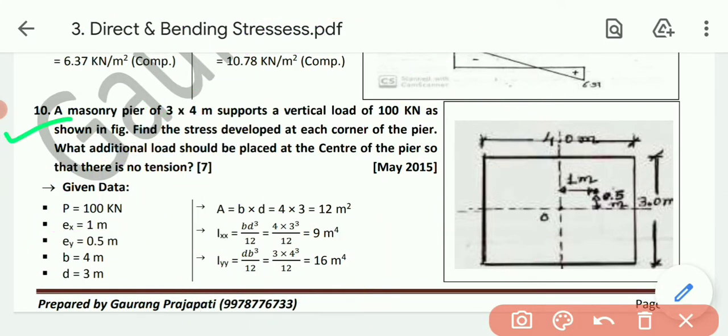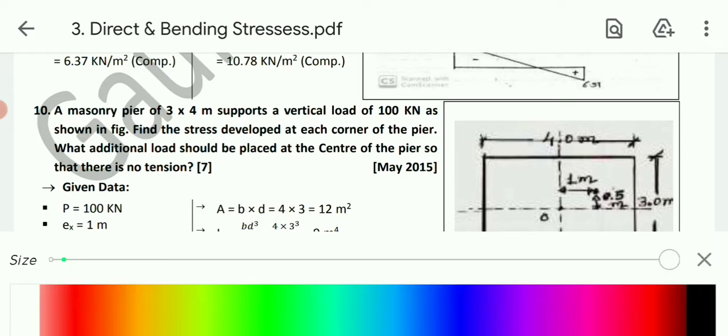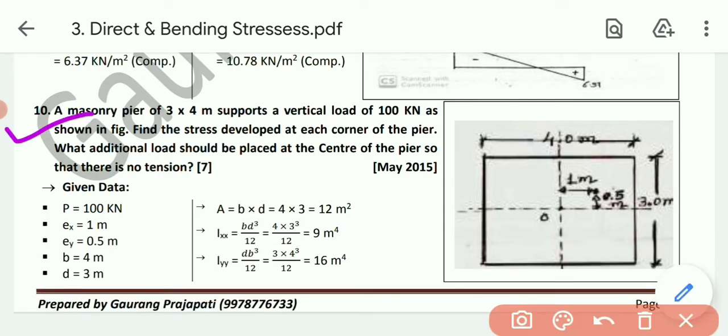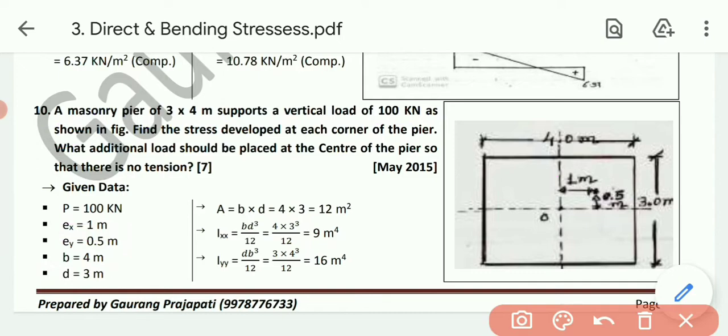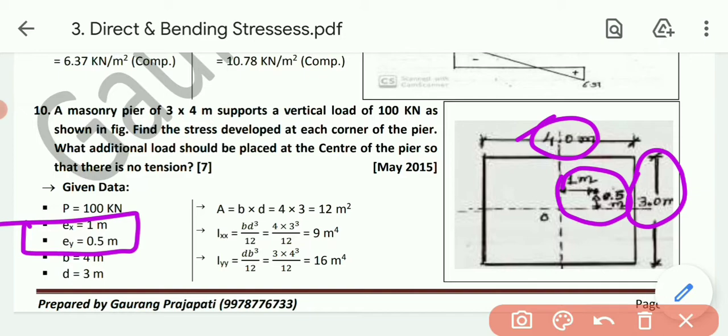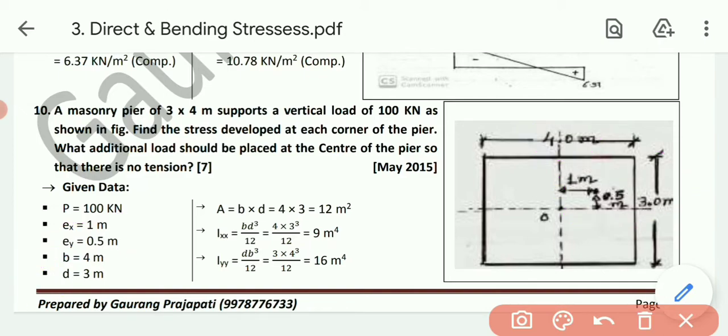Example number 10. A masonry pier 3 by 4 meter supports a vertical load of 100 kilonewton as shown in the figure. The figure is given to us, the load is over here. This will be the horizontal eccentricity Ex, 1 meter, and this will be the vertical eccentricity Ey, that is 0.5 meter. Both eccentricities are given in the figure. Dimensions are 4 by 3 meter, so B is 4 and D is 3 meter. Then find the stresses developed at each corner of the pier.